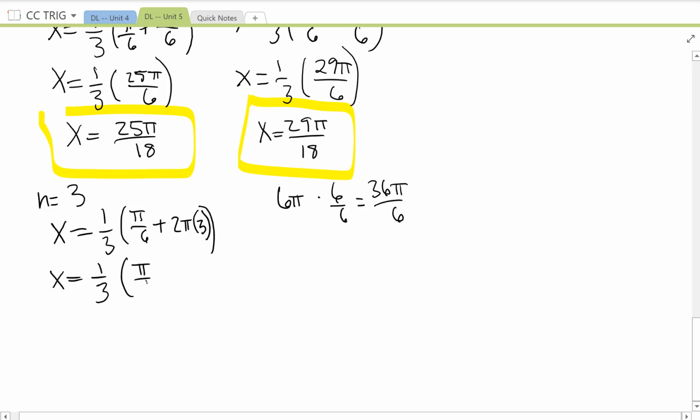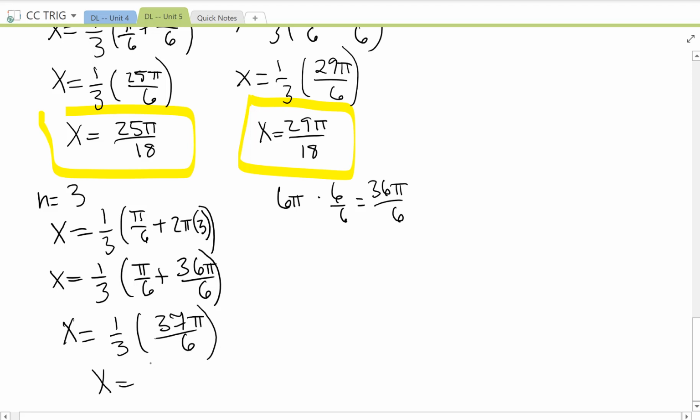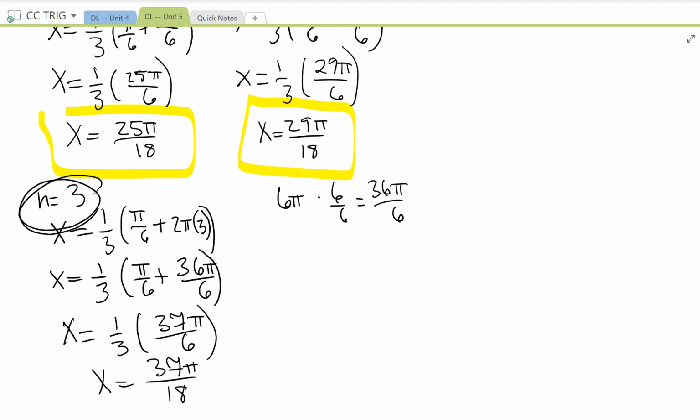Pi over 6 plus 36 pi over 6. Oh, 37 pi over 6, and then when you multiply that by 1/3, you get 37 pi over 18. So 3 was too big for the restrictions. It gave us an angle that was bigger than 2 pi, and therefore we didn't need to include it.